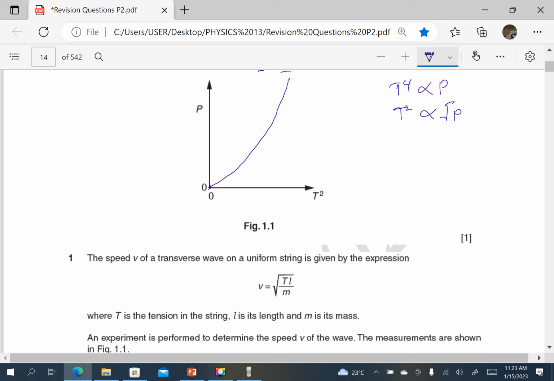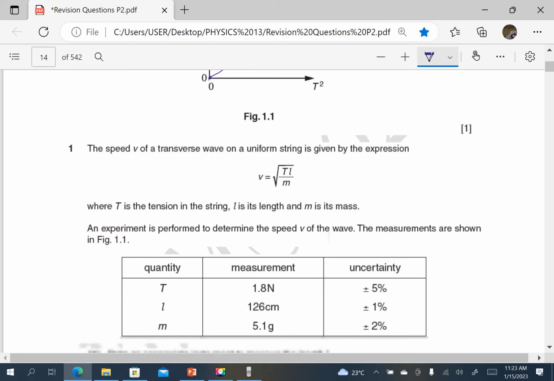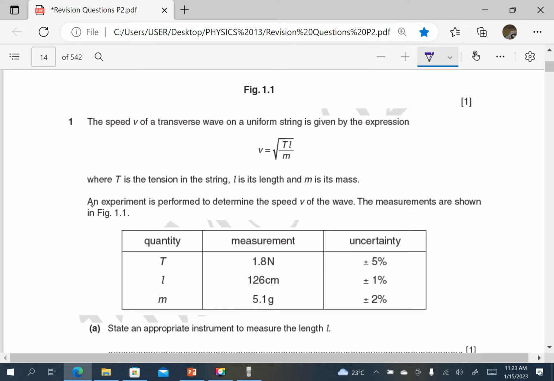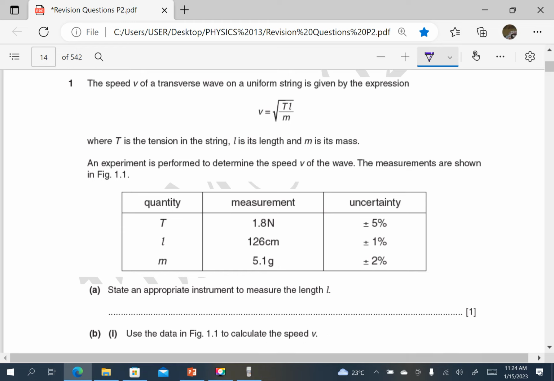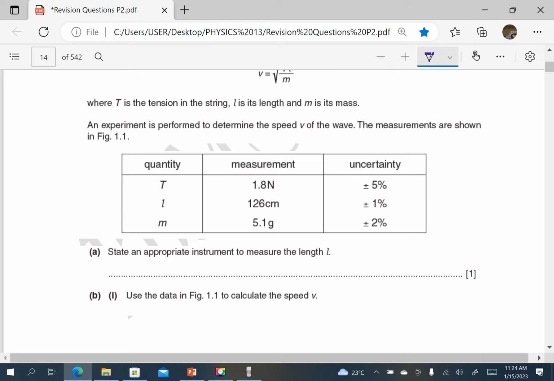The speed v of a transverse wave on a uniform string is given by that expression, where T is the tension in the string, L is the length, and m is its mass. An experiment is performed to determine the speed v of the wave. The measurements are shown here. You can see the measurements are given as percentages.